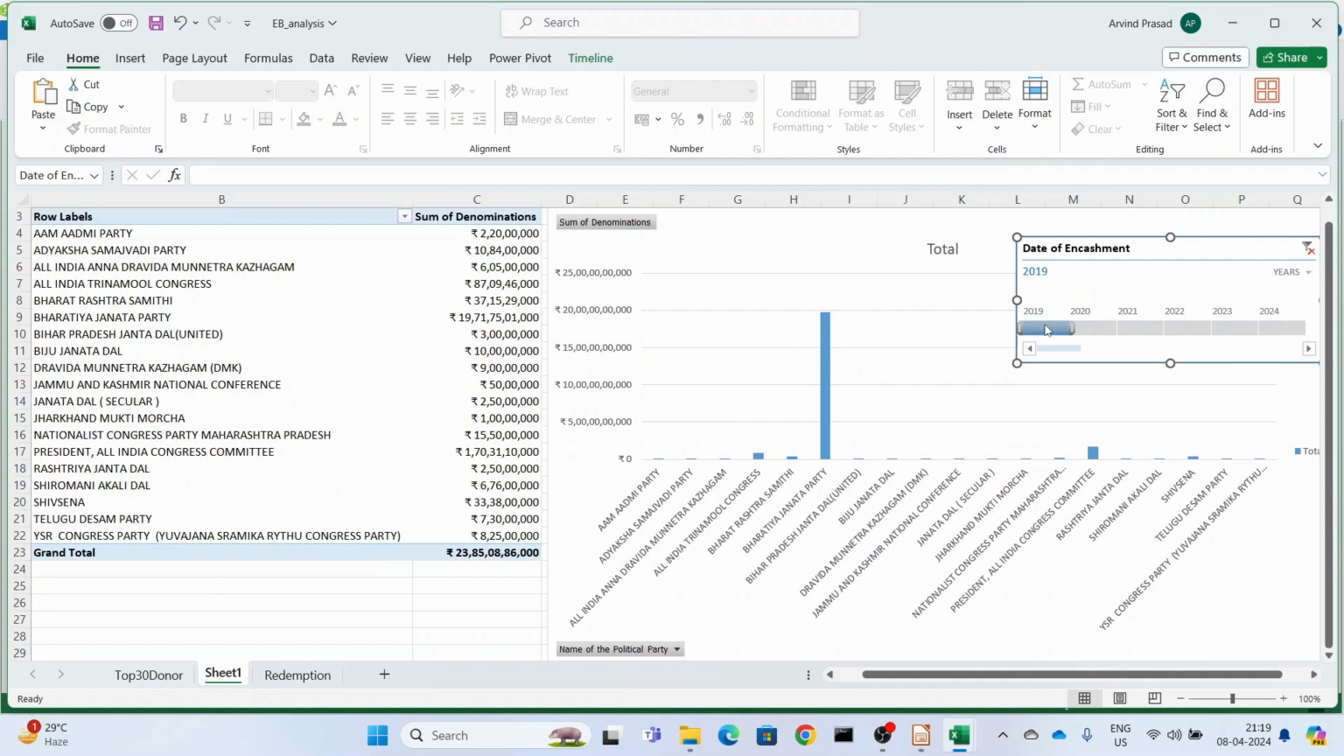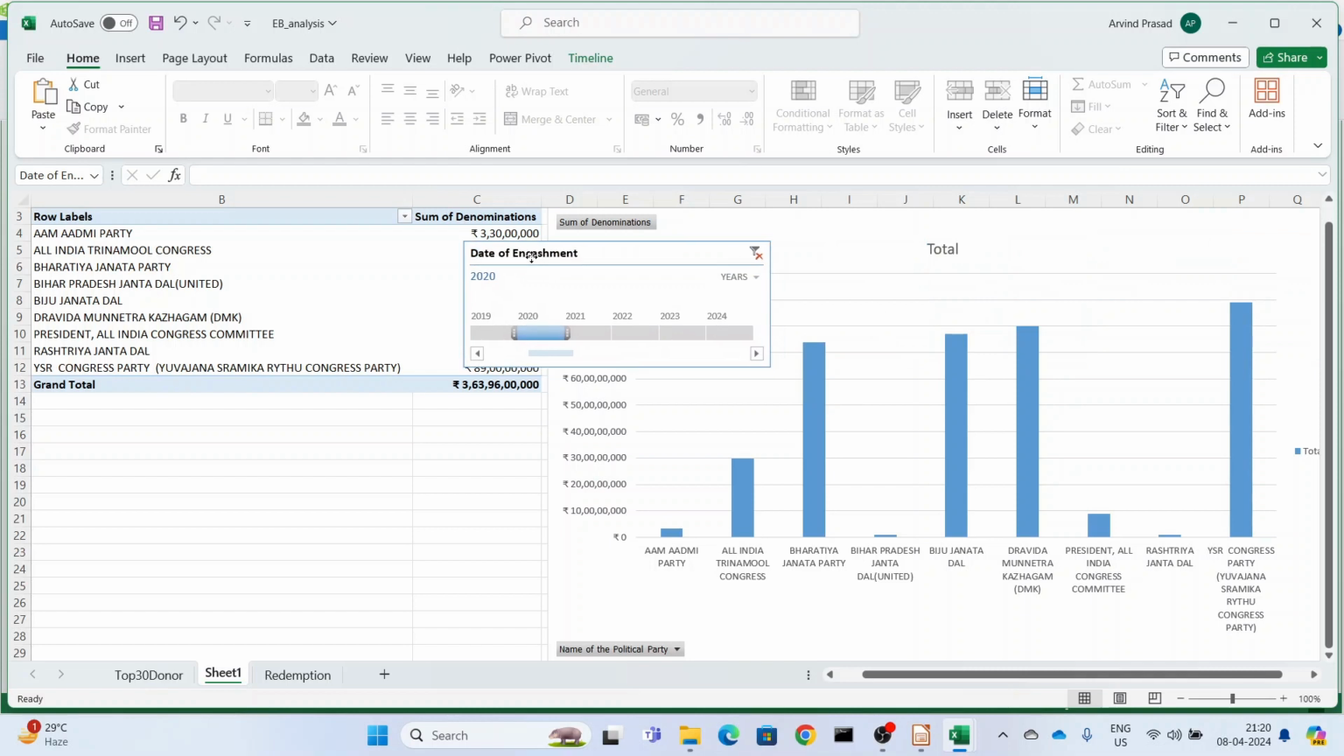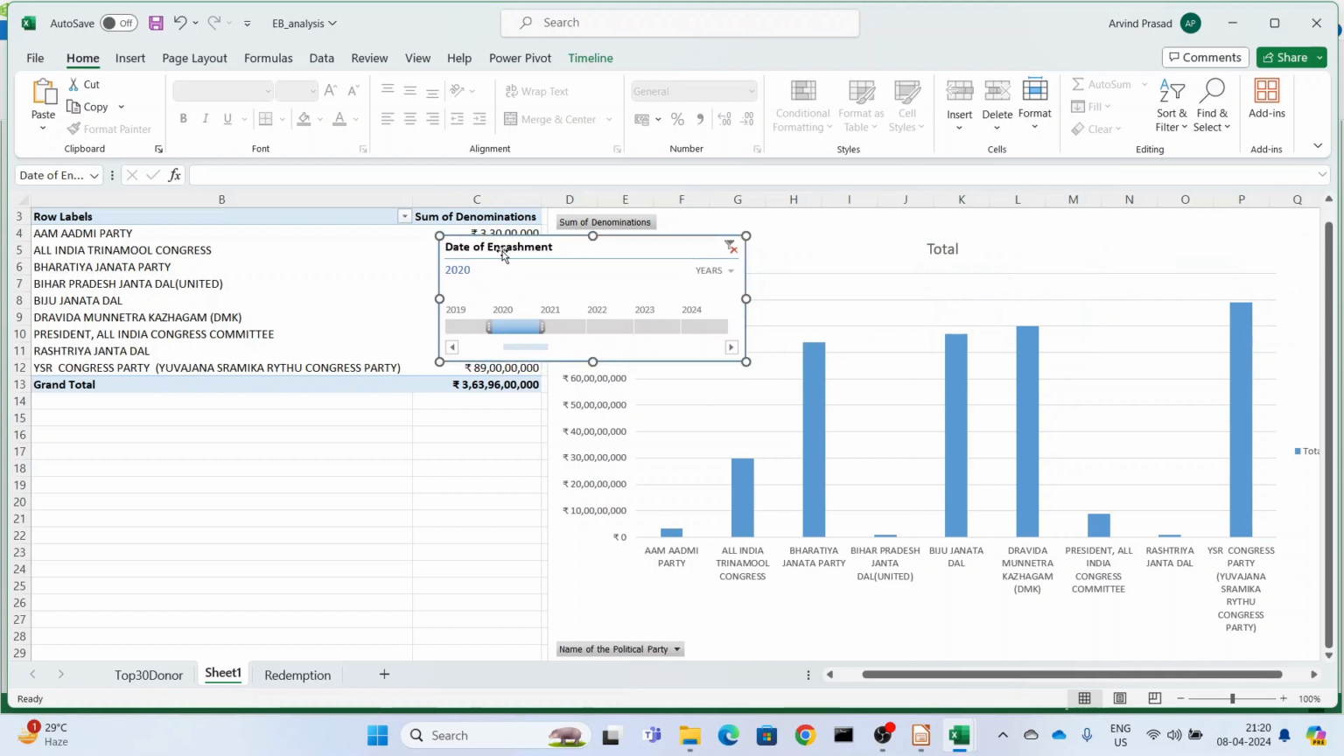In 2019, the highest amount of bond redemption was only by Bharatiya Janata Party, and other parties received very little money. But let's see how the scenario changes. Come 2020, things have changed. Now, all of them are more or less receiving good funding. Let's say Trinamool Congress is going up, but BJP, yes, it's gone down. Biju Janata Dal, it's gone up. DMK, it's gone up. And YSR Congress, it's gone up.